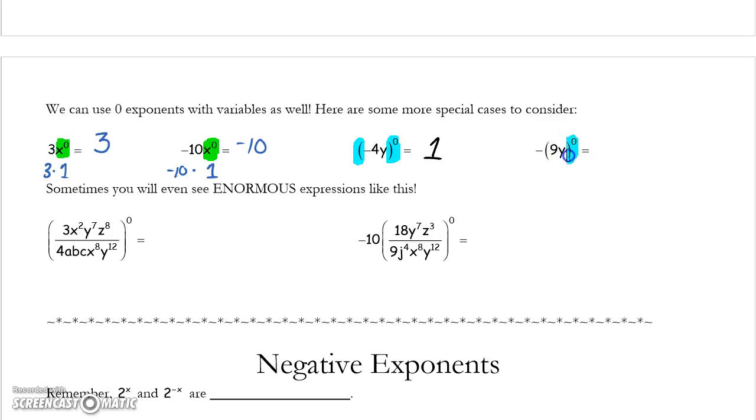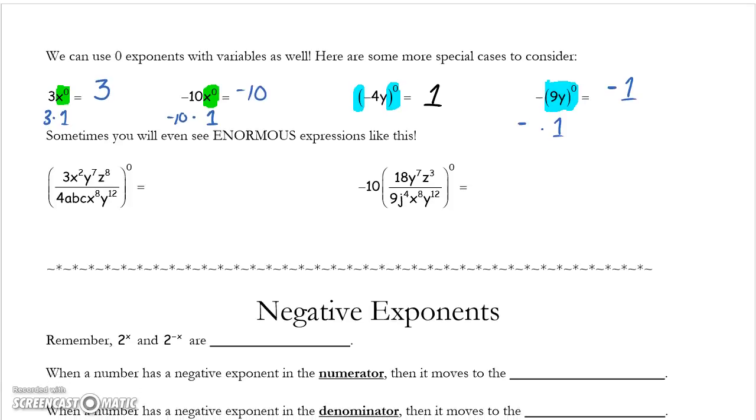Similar but different in the next example. It applies to the parentheses. So those parentheses become 1, but we have that negative in front still. That's a negative 1. Okay, now these problems look extremely challenging, but especially the first one is quite simple. If you look at it close enough, that 0 applies to those parentheses, which means I don't care what at all is inside of it. The parentheses are raised to the 0 power, my answer is 1. It's that simple.